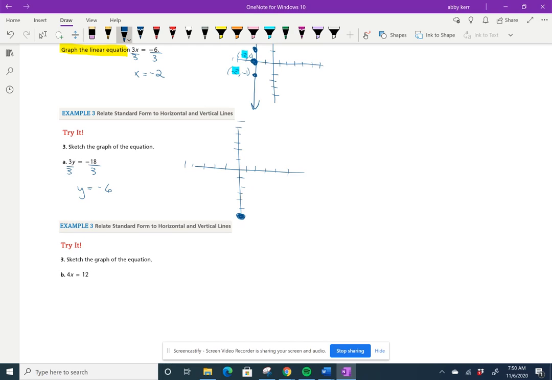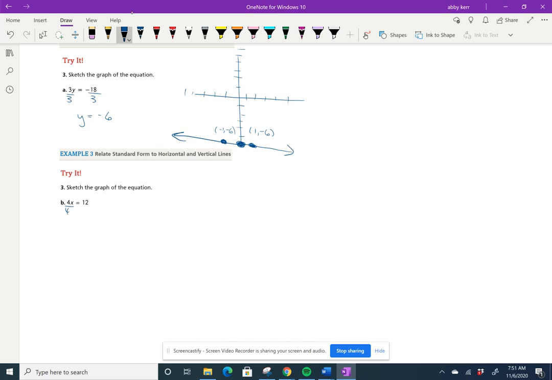Where else are y's negative 6? To the left is negative 6, because it's really negative 1, negative 6. And to the right, because that's 1, negative 6. So every point to the left and right will have the same y value. That's why it forms a horizontal line.